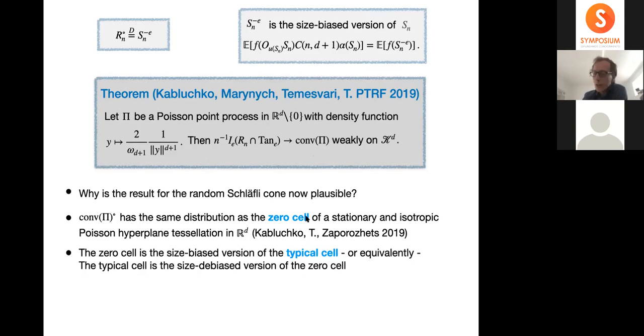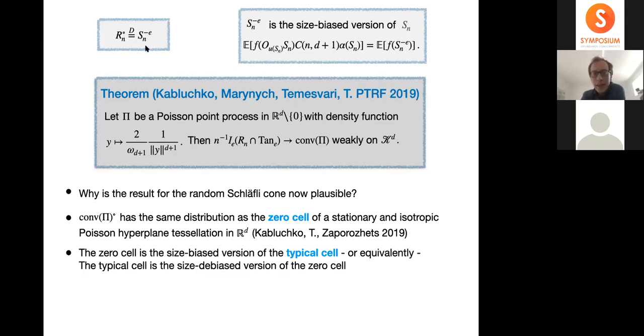What is the zero cell? Well, it's just the random polytope in the stationary and isotropic Poisson hyperplane tessellation containing the origin. That's why it's called a zero cell, because it contains the origin 0. This is the limiting object of these cones, of these polar cones Rn circ.